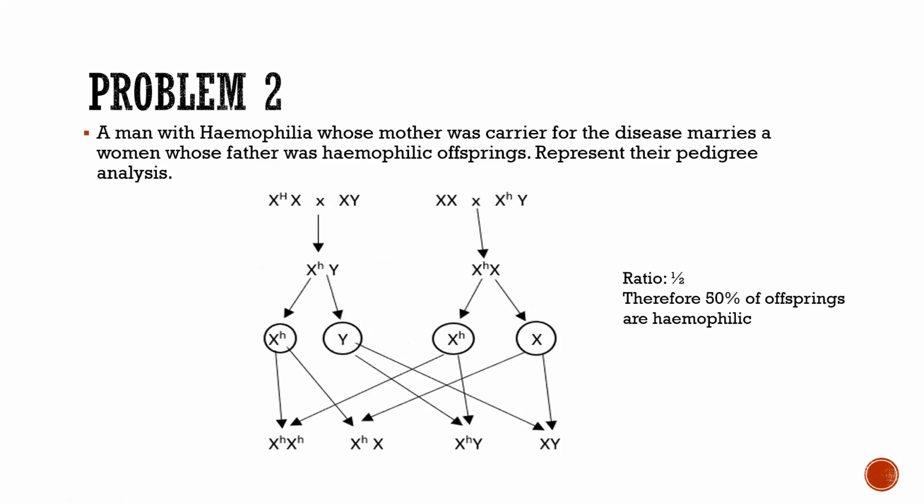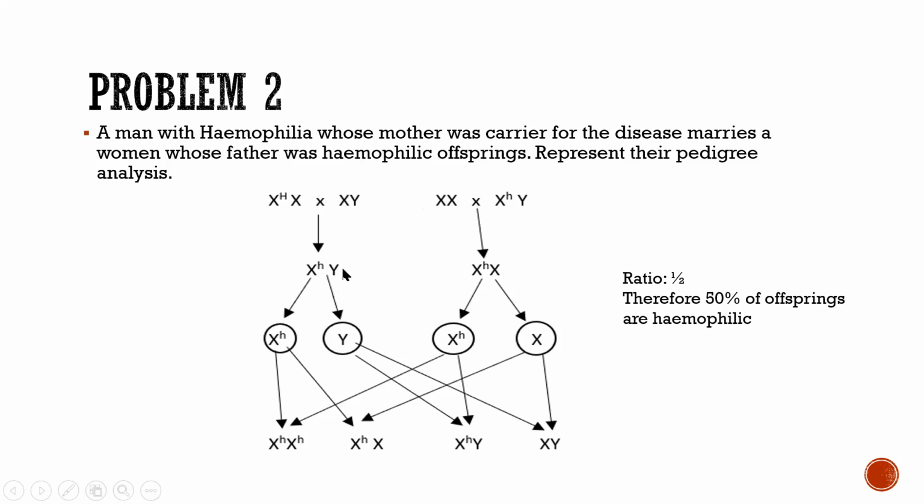The next problem is related to hemophilia, which is also termed bleeder's disease or royal disease. The problem is: a man with hemophilia, whose mother was a carrier for the disease, marries a woman whose father was also hemophilic. They have asked what percentage of the offsprings will be affected or hemophilic.